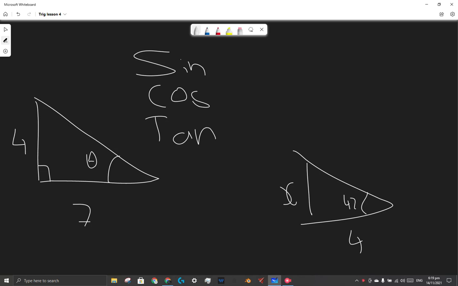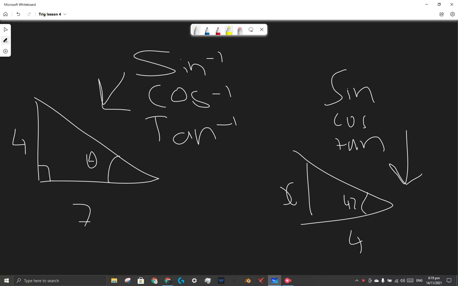So this here is where we use sine, cos, tan. Just these go there, but then we use sine to the negative first, or sine inverse, cos inverse, tan inverse, in these type of situations where we have two sides, no angle. So we basically use sine, cos, and tan for these situations here where we have one angle, one side, and we use this here.